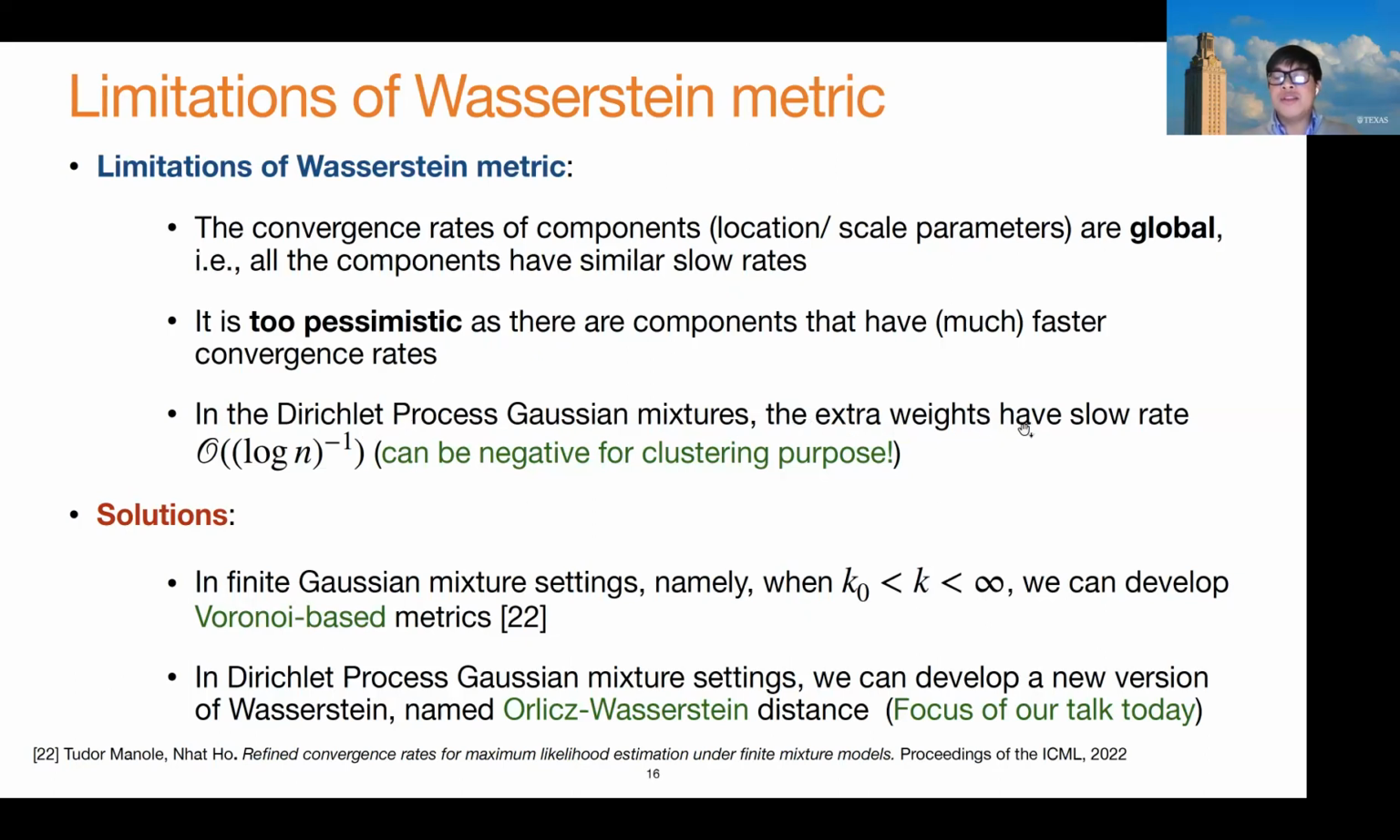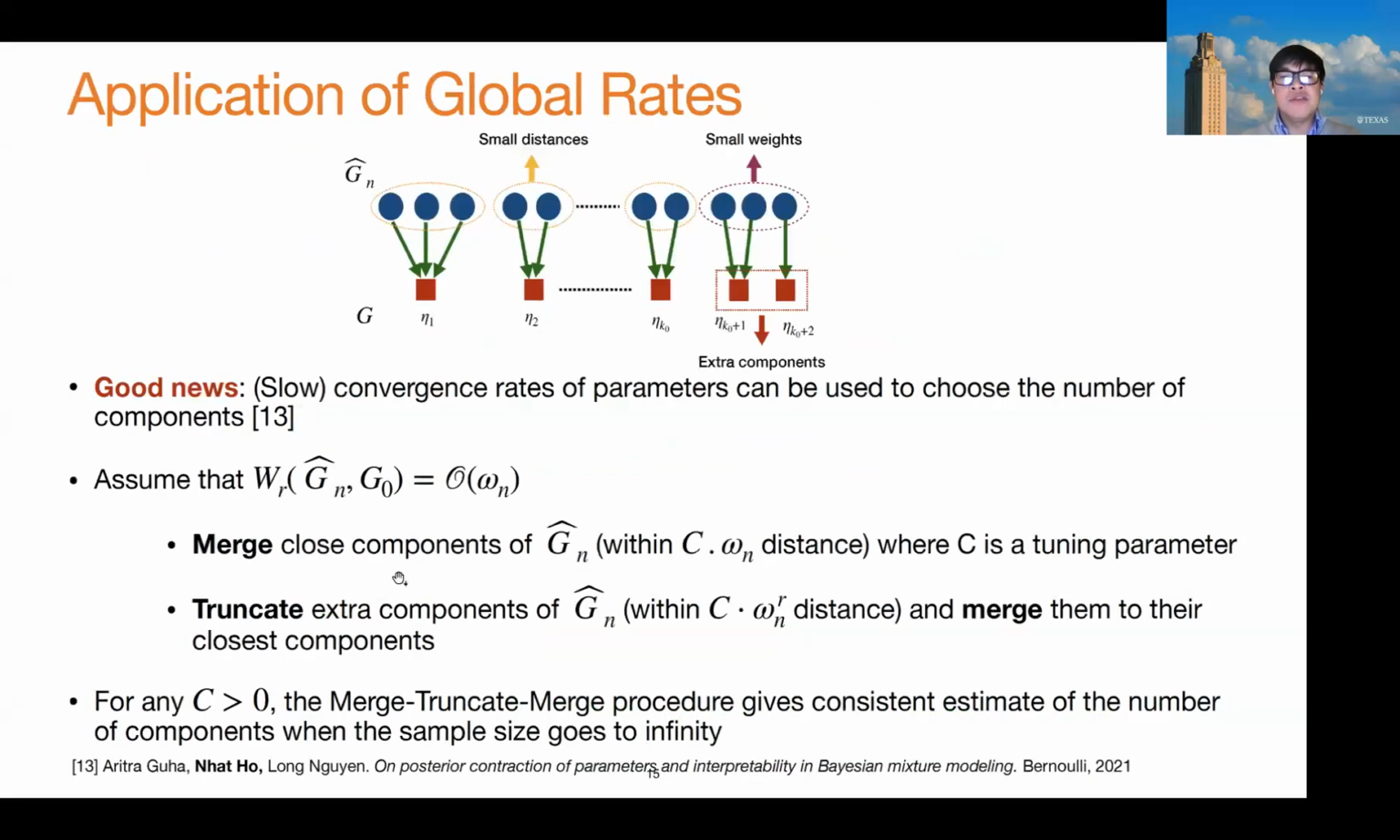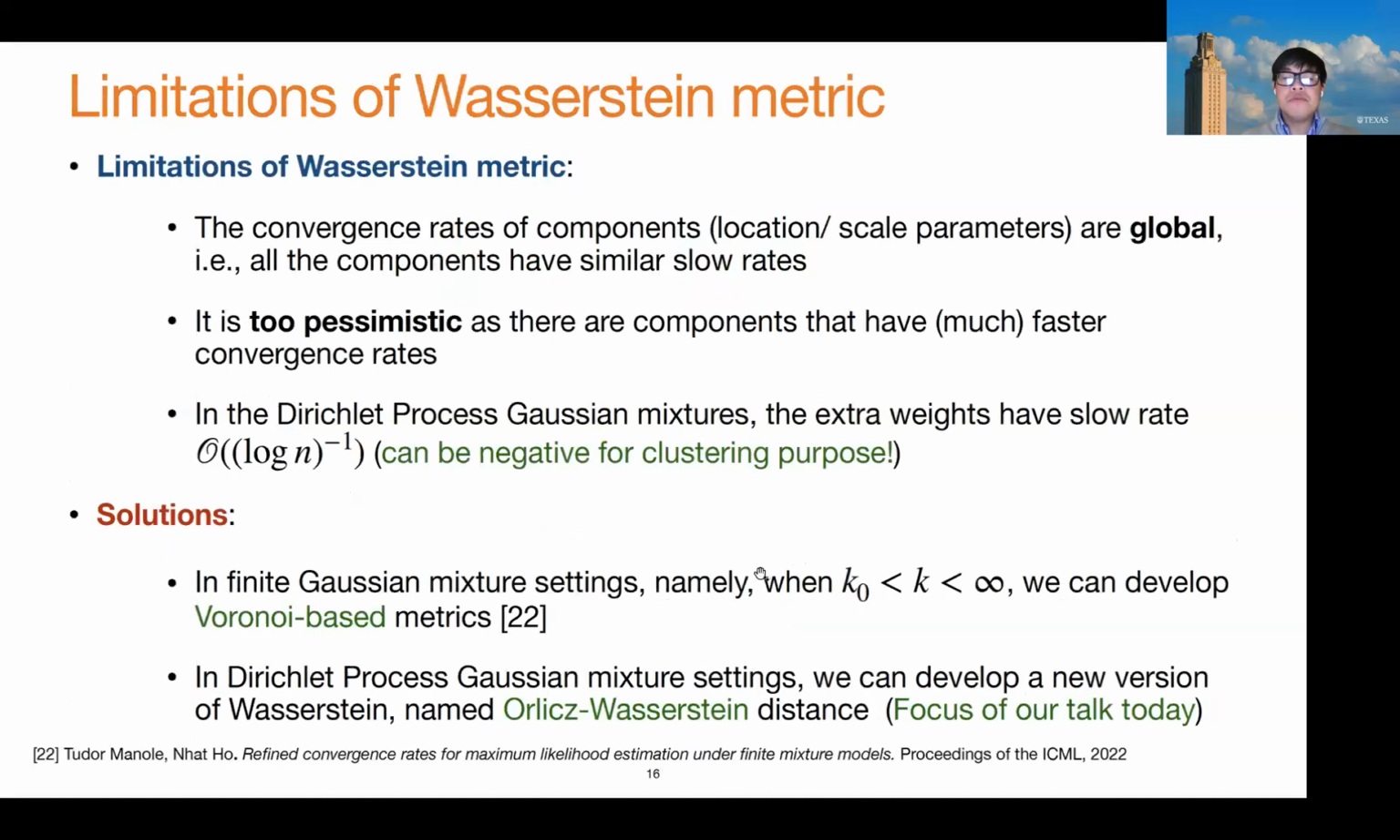And also the extra weight that I mentioned earlier, when we're using the second order Wasserstein metric, basically implies a 1 divided by log n rate, which is very negative for clustering purposes. And if you go back to the merge-truncate-merge procedure, because we perform that based on the rate, if omega n here is 1 divided by log n, then we need a lot of data in order to perform that model selection, which can be very expensive. So it would be better to improve this slow rate.